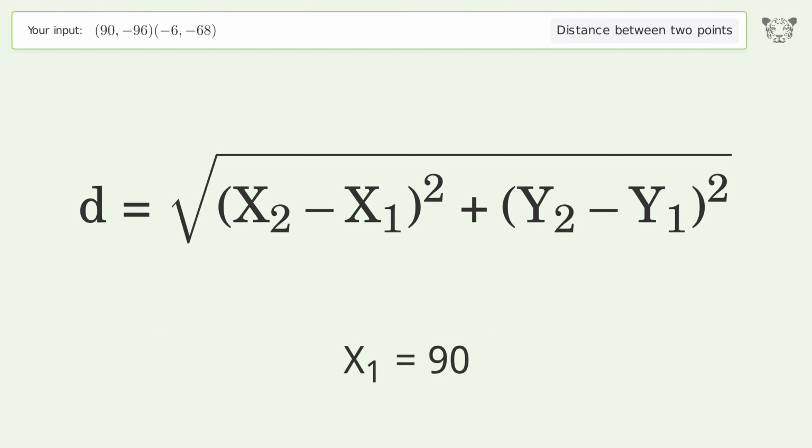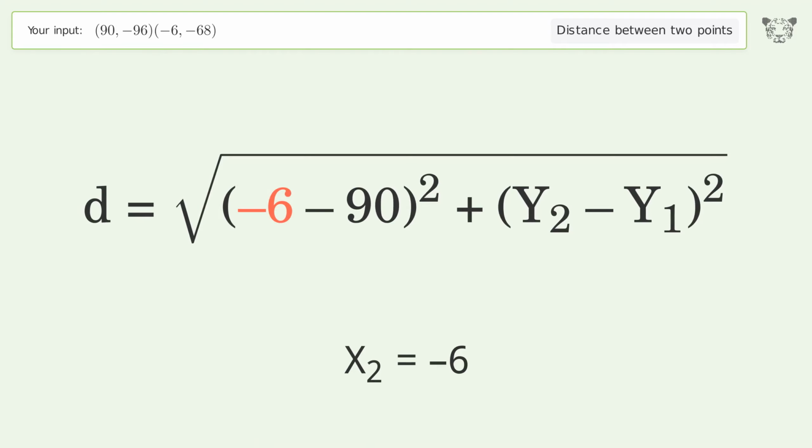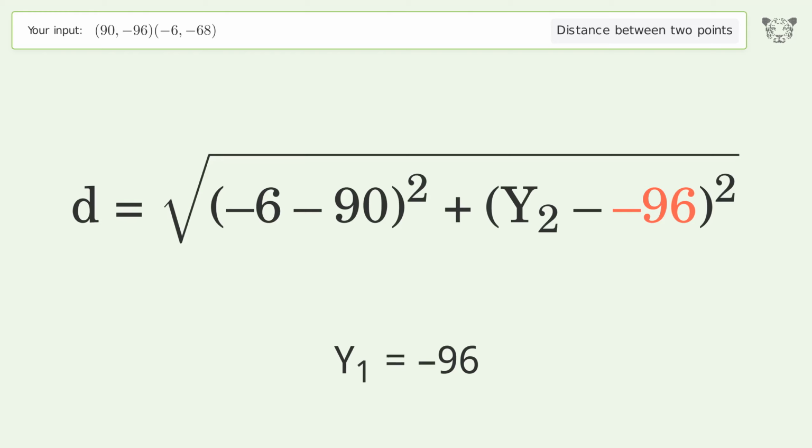x1 equals 90. x2 equals negative 6. y1 equals negative 96. y2 equals negative 68.